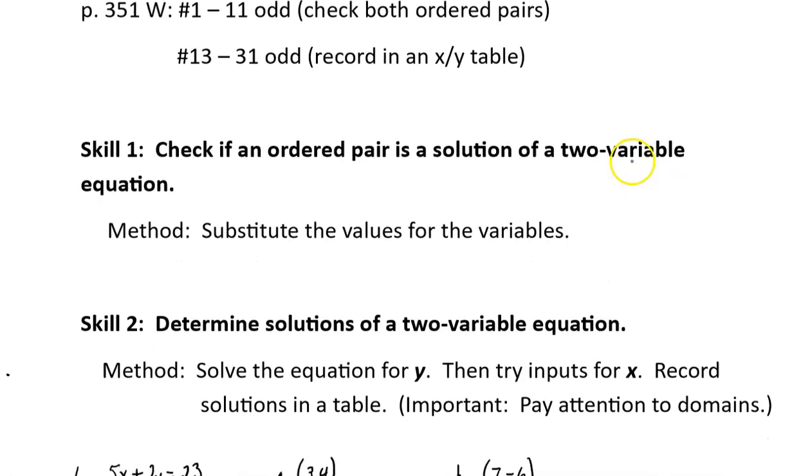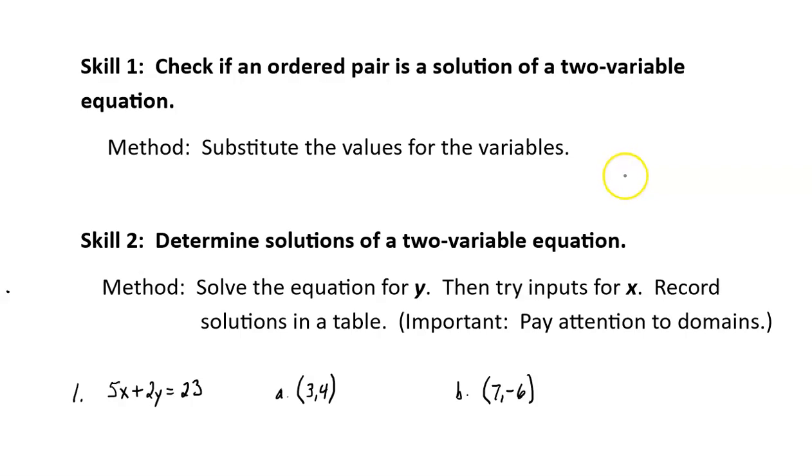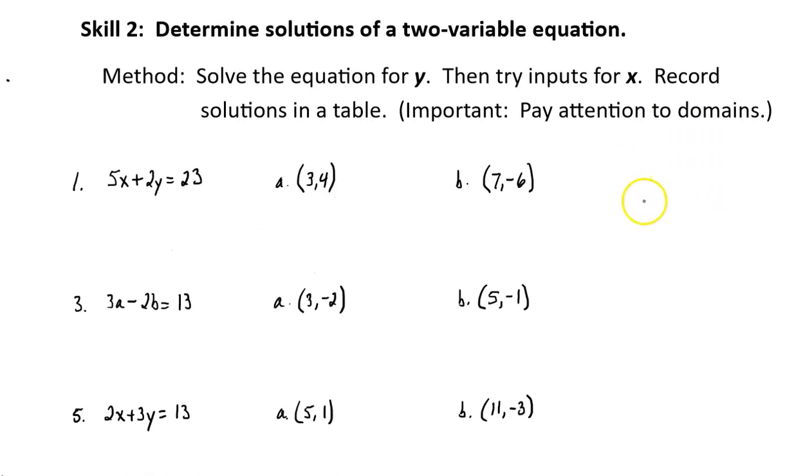Now, the other skill that will be in this lesson is to determine solutions to a two-variable equation. The method for doing this is to solve the equation for the variable y. Then use different numbers in place of x. When you plug those numbers in for x and calculate the resulting answer for y, you end up getting solutions to the equation. So skill number 1, here's an equation with two variables.